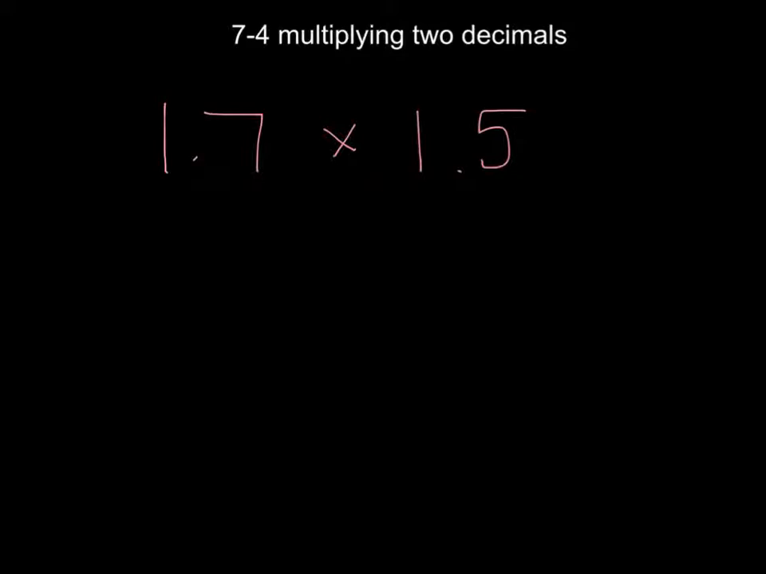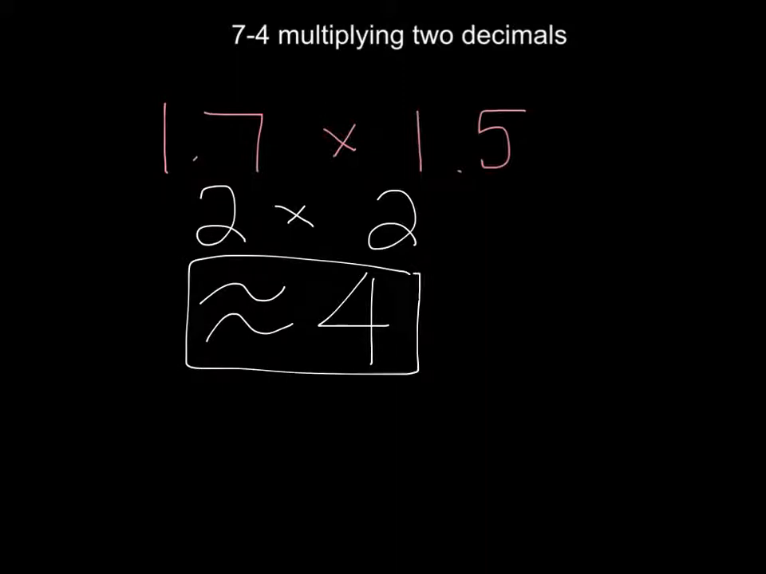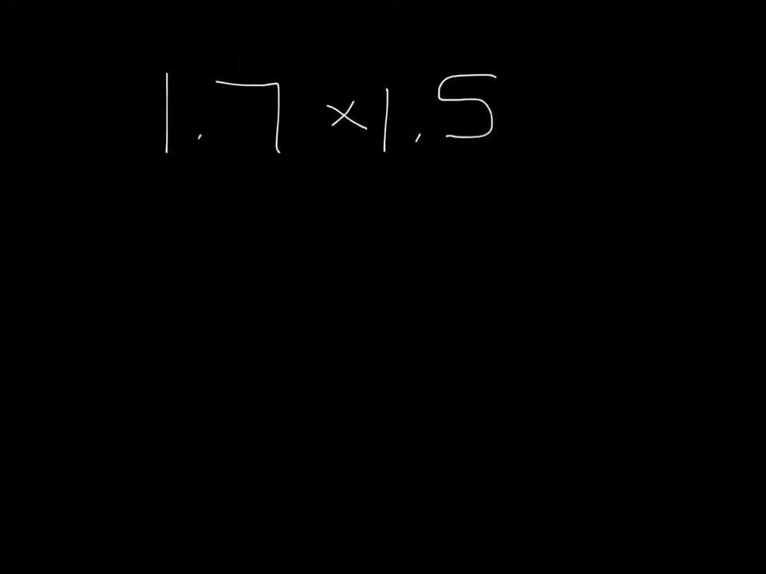So we first estimate these, and we can round 1.7 to 2, and we can round 1.5 to 2. And so our approximate answer needs to be about 4. So now let's look at doing the problem without estimating.